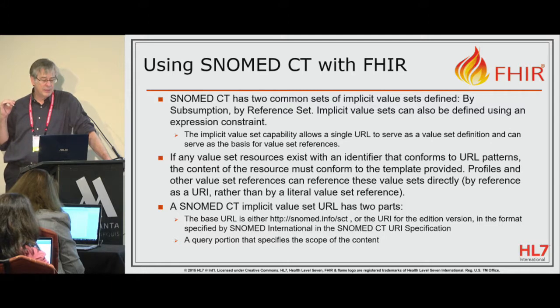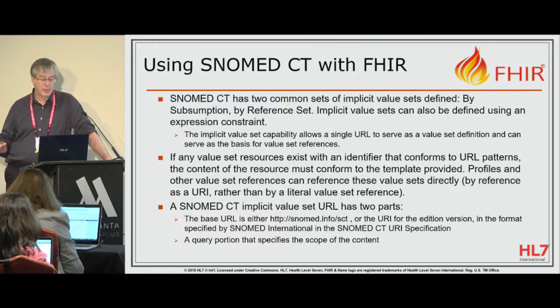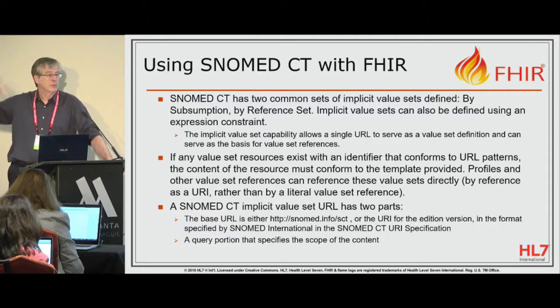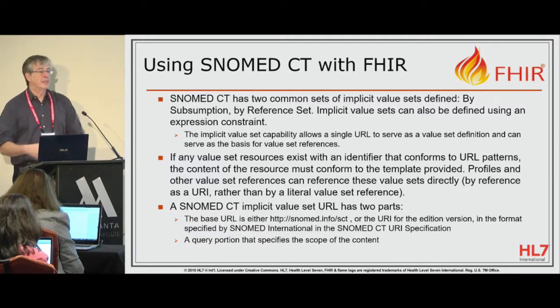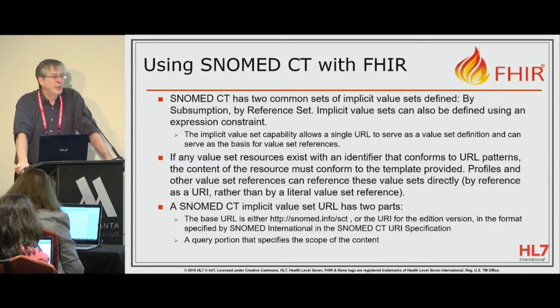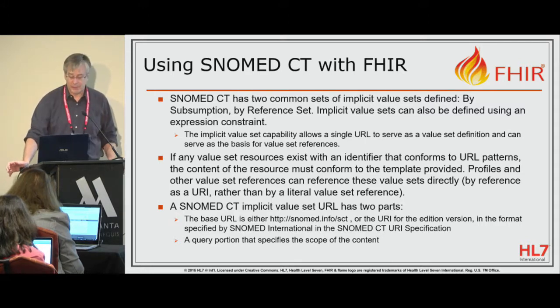Now, for the system designation, you use the base URL of SNOMED info/SCT, or if you have one specific to your edition, so for the US, for the Australian, German, Canadian, so on and so forth. And they're all specified by SNOMED, so you need to go look at their website and get the specific URL for your subset that you're working with. And then after that, you have the query portion that has the scope of the content.